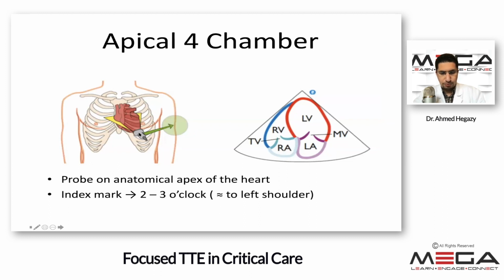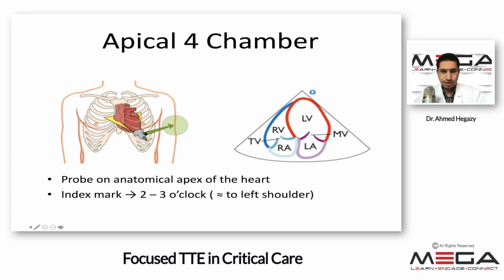Moving on, we're moving on now to the apical four-chamber view. With the apical four-chamber view, we move our probe over to the anatomical apex of the heart, the point of maximal impulse, where the apex of the heart is. And that's usually in most people about the fifth intercostal space, around the mid-clavicular line, sometimes a little bit more lateral, sometimes a little bit more medial, depending on where your apex is.